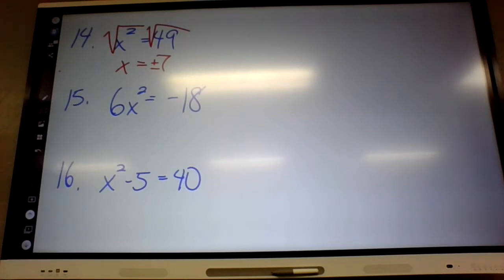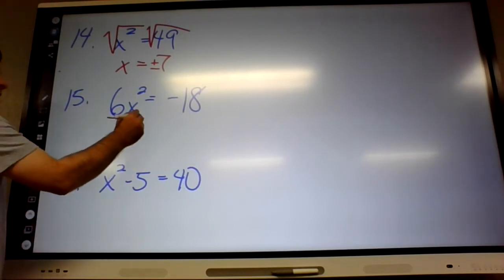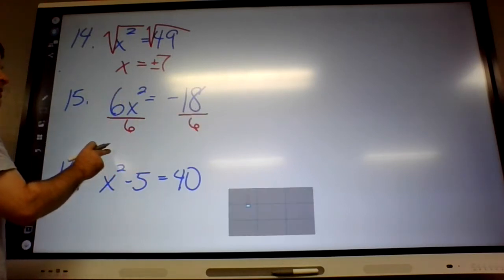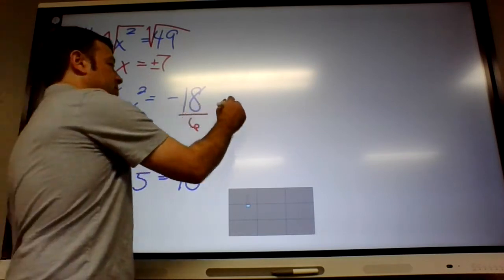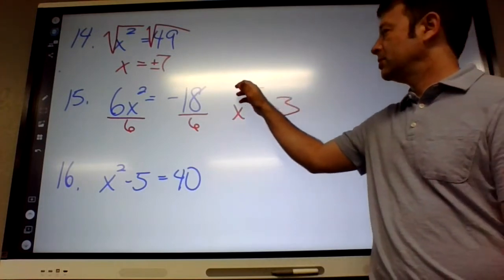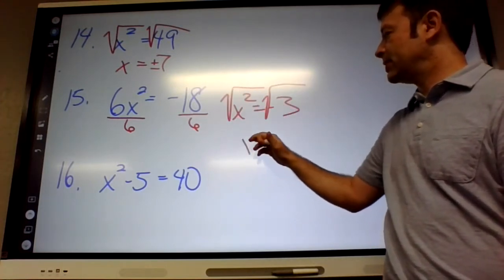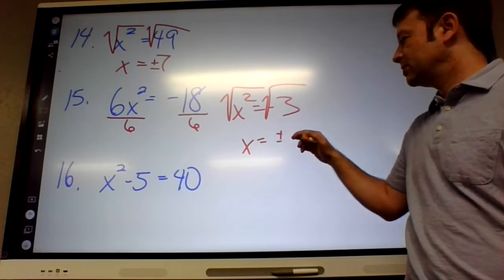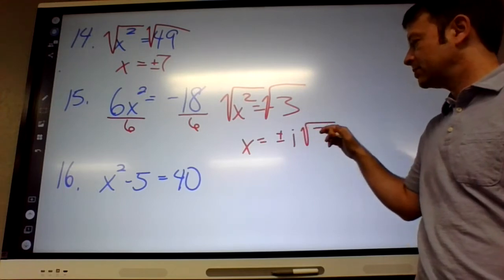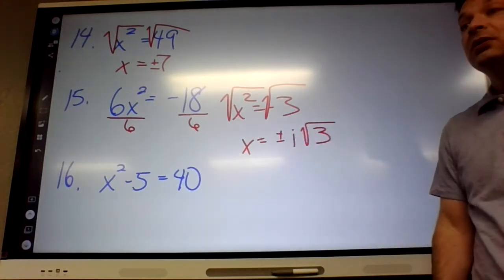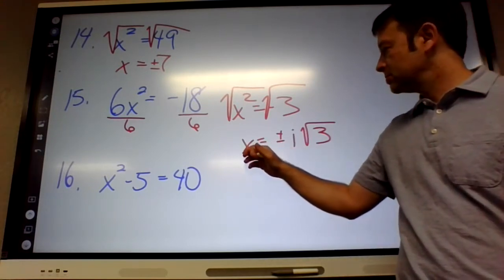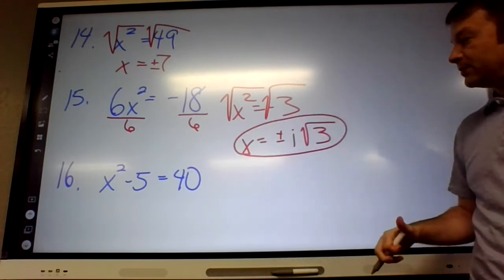All right, what should I do on 15? You want to get that x squared by itself first, and you can do that by dividing by 6. So we got x squared is negative 3. Then what do I do? Square root. X equals plus or minus square root of negative 3. Square root of negative 3. i squared of 3. You don't want to put it back here because it looks like it's under the square root. So in this case, the i should go in front.